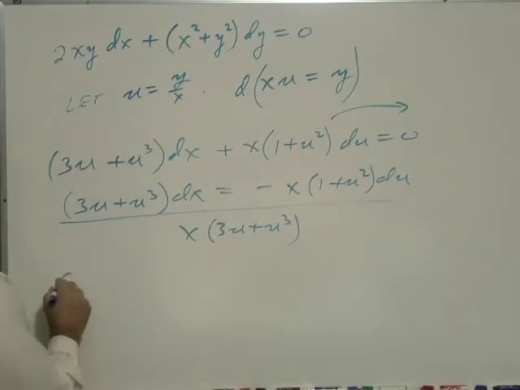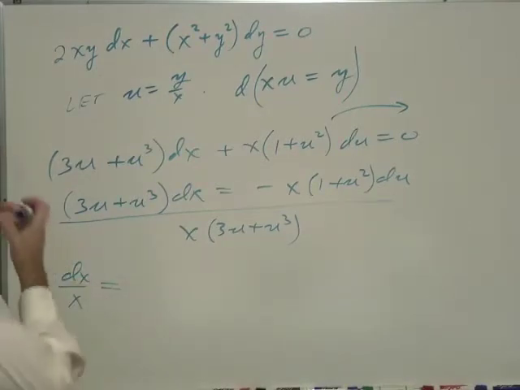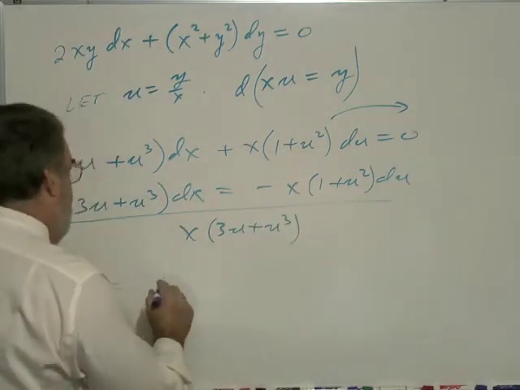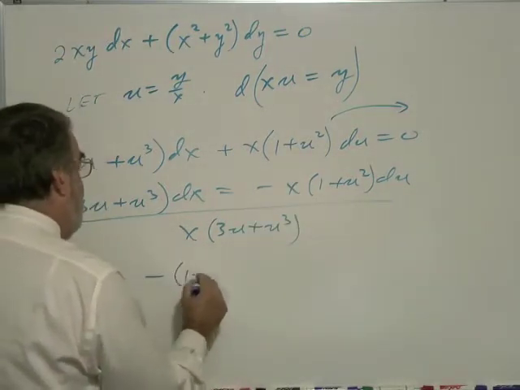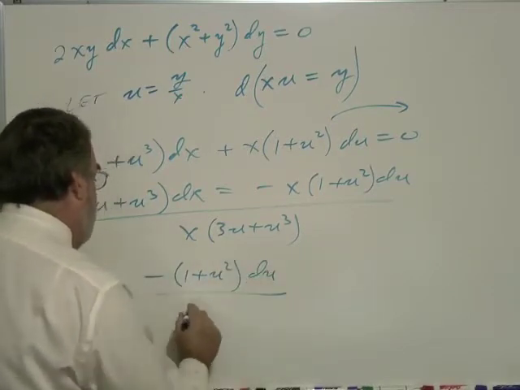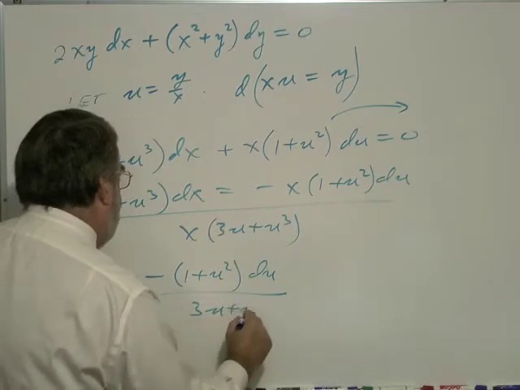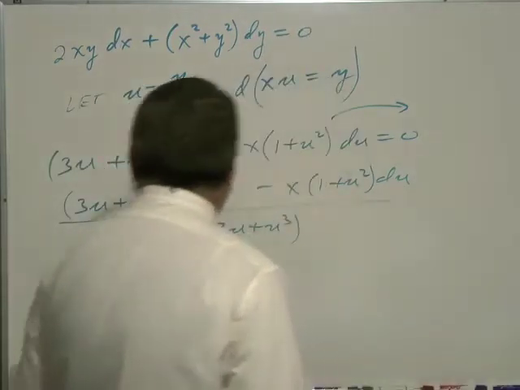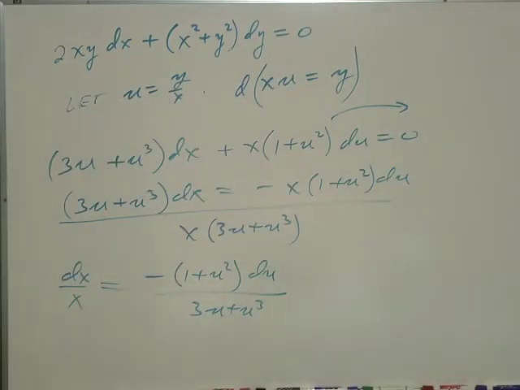On the left side I've got dx over x. On the right side, these x's will cancel, and I get negative parentheses 1 plus u squared du over 3u plus u cubed. There we go. So we have separated the variables, which means we can now integrate. We can integrate this thing.